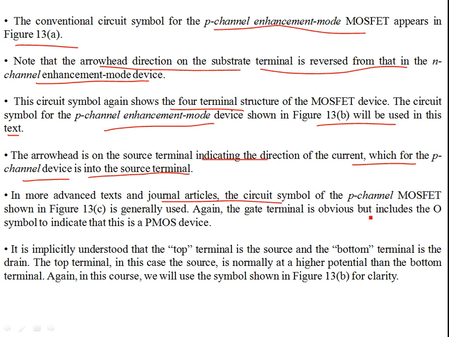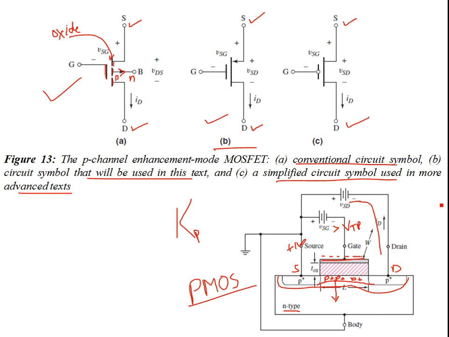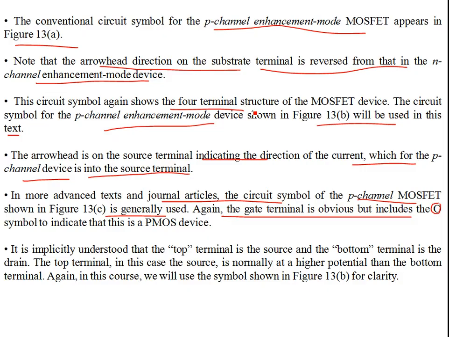In more advanced texts like journal articles, 13C is generally preferred, and again the gate terminal is obvious, and that O symbol you see over here represents the PMOS device. This is the O. So this represents PMOS. The O symbol in 13C is used to indicate the PMOS device. It is simply understood that the top terminal is the source and the bottom is the drain. The convention is the same: the top terminal, the source, is normally at a higher potential than the bottom terminal.